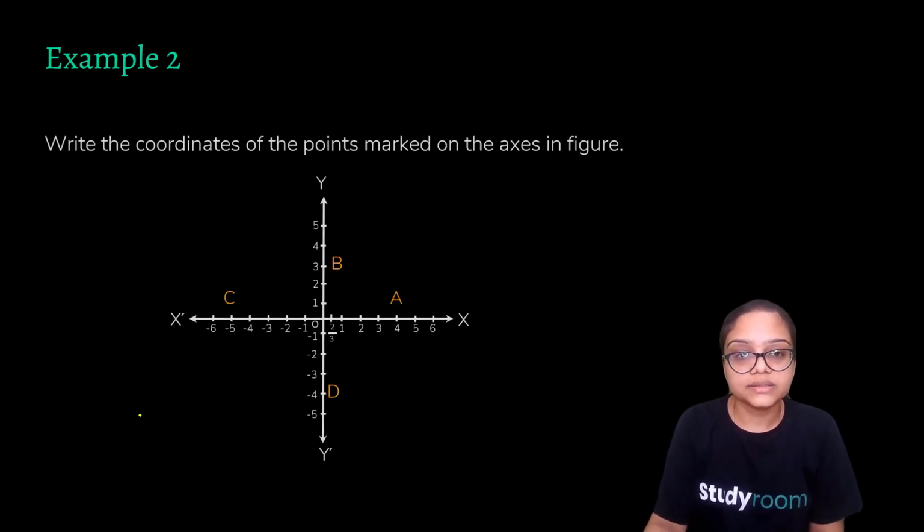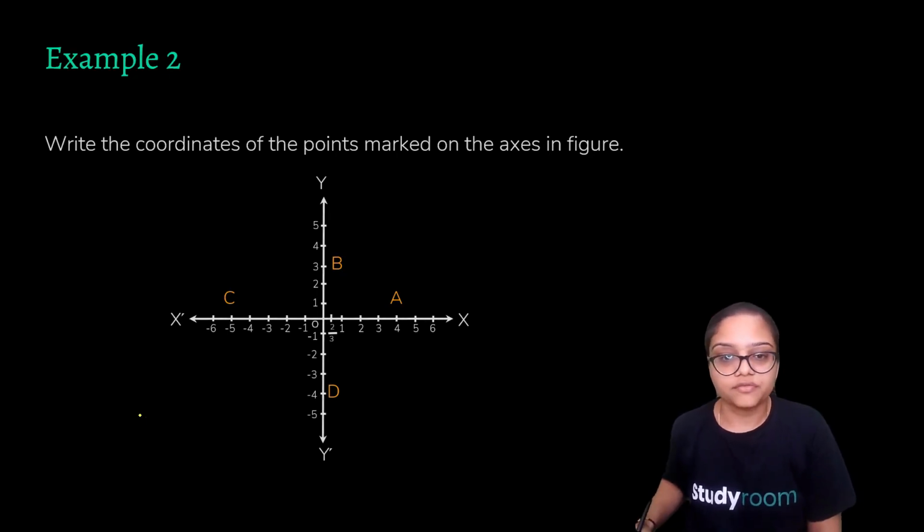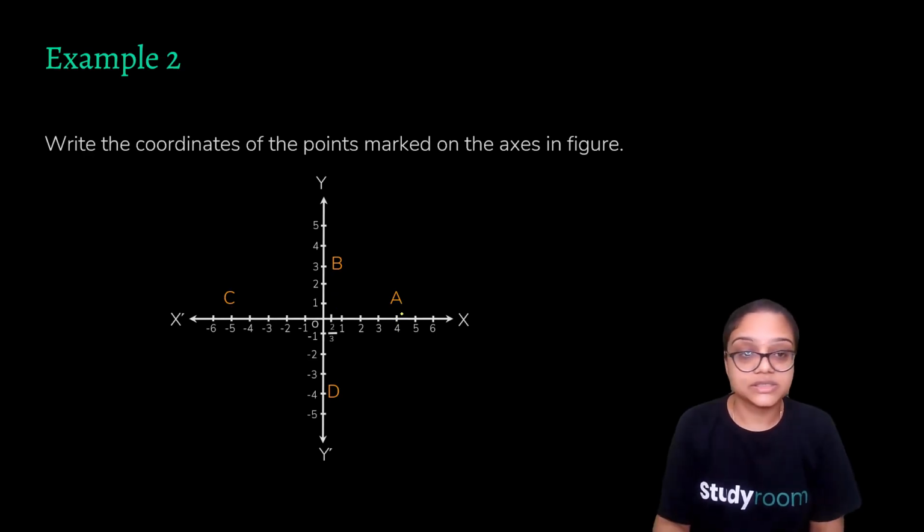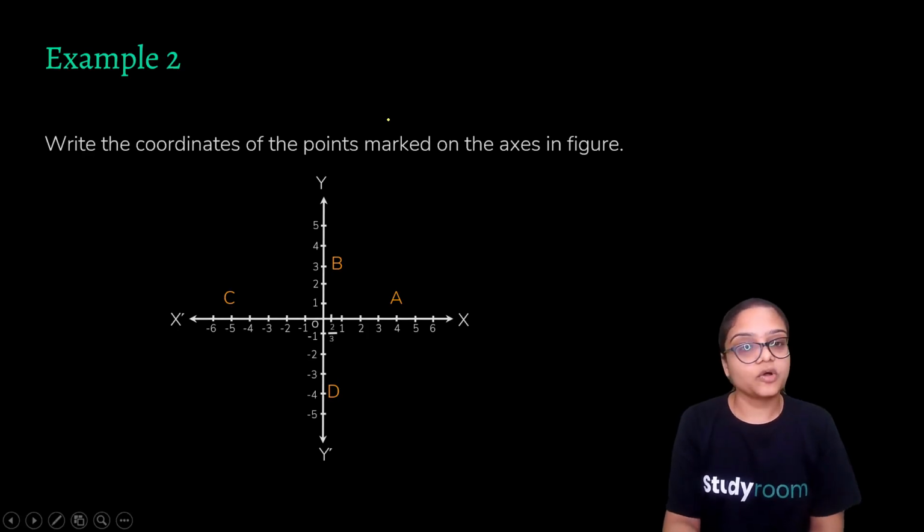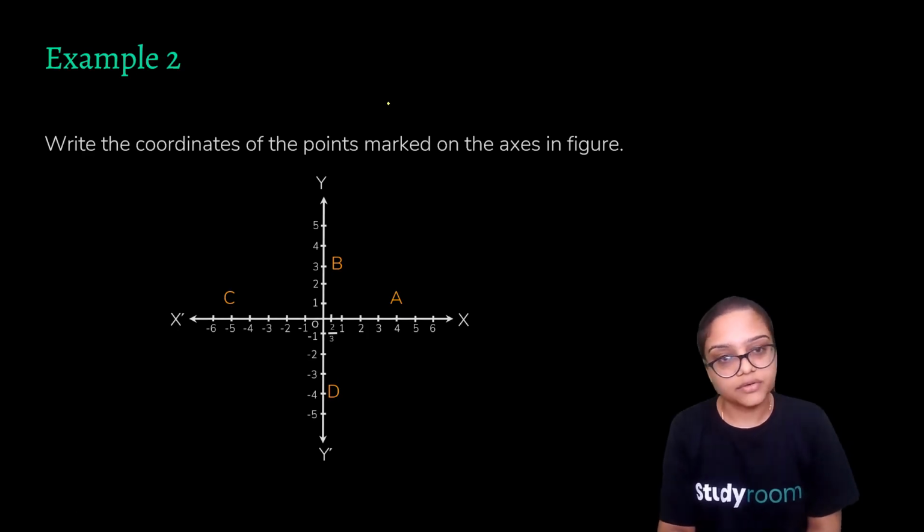Now write the coordinates of the points marked on the axis in the figure. Okay. So the first point is marked A. Okay. So the A point is marked at just 4. So what are the coordinates for this point? Just find out and write. Firstly, pause me again and write your answers. Then we will check with mine.